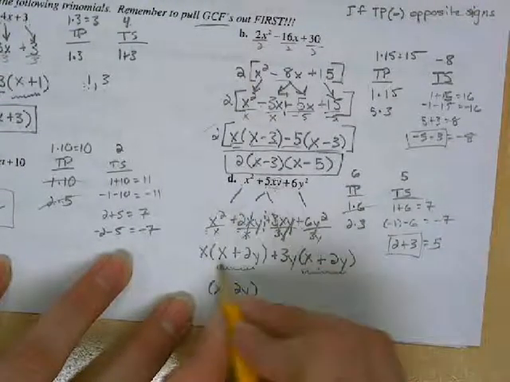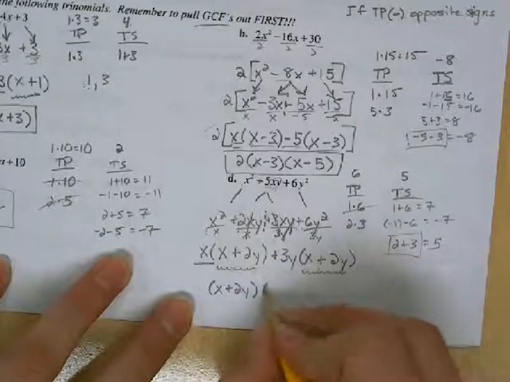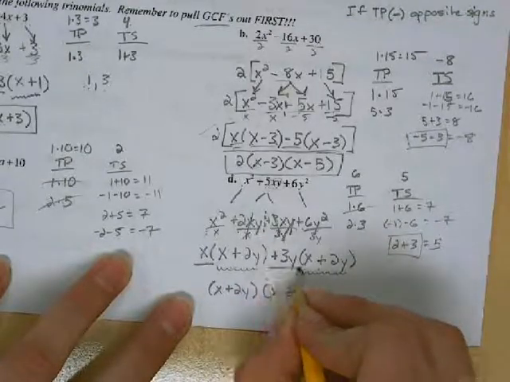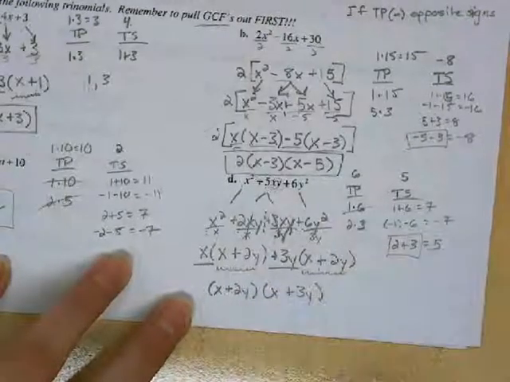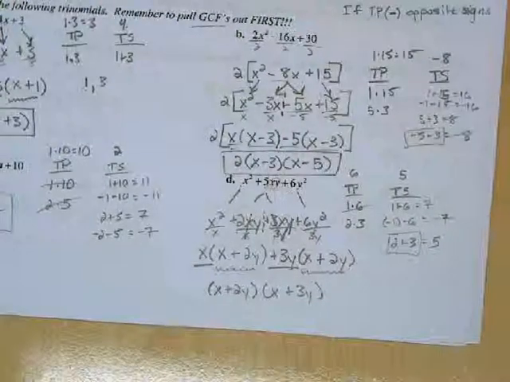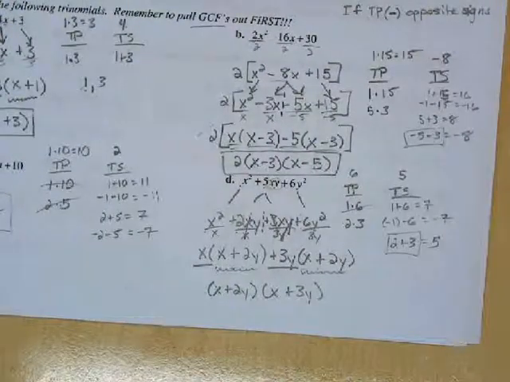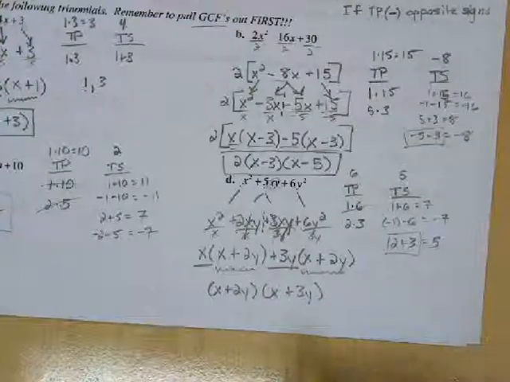Inside, I'm left with x plus 3y. X plus 2y comes out front, x plus 3y left inside.